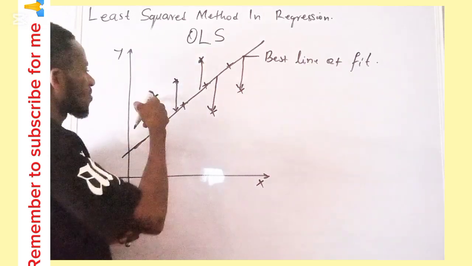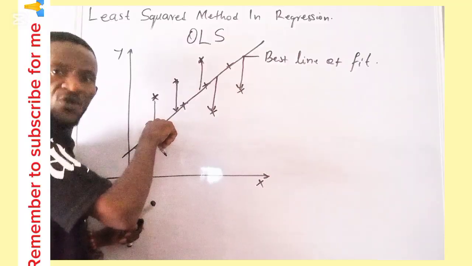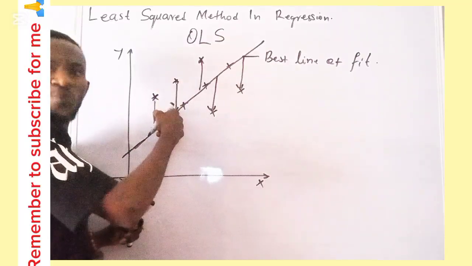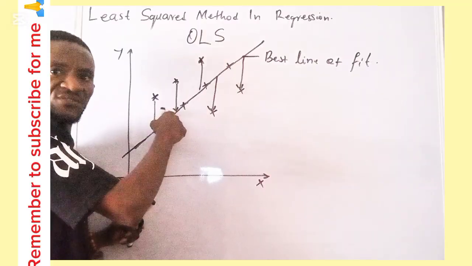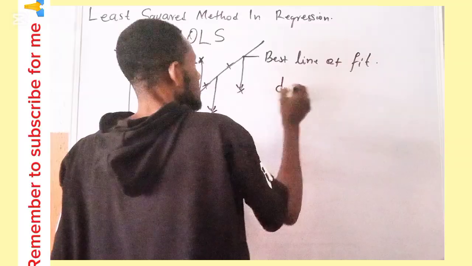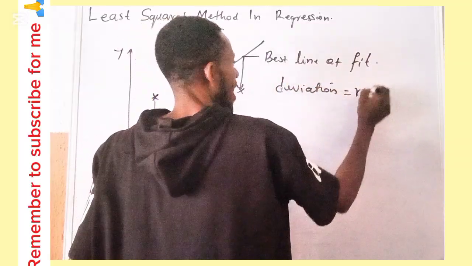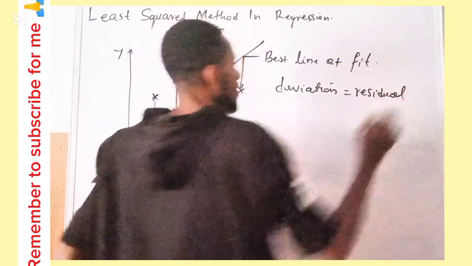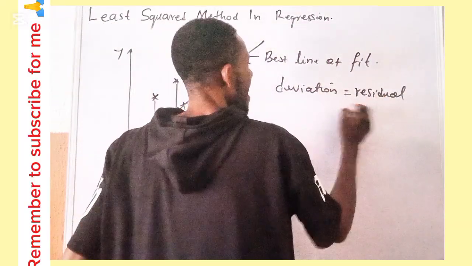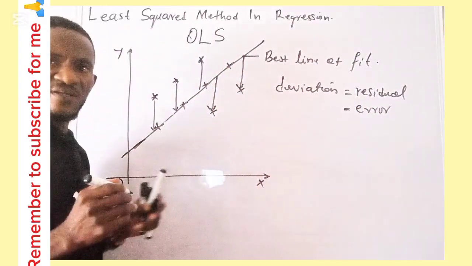So this from here to here is what we call a deviation of a data point from the regression line, or from the predicted value. This from here to here is what we equally call the deviation. And of course, another name for this deviation is what we call the residual. We can equally call it the error values.